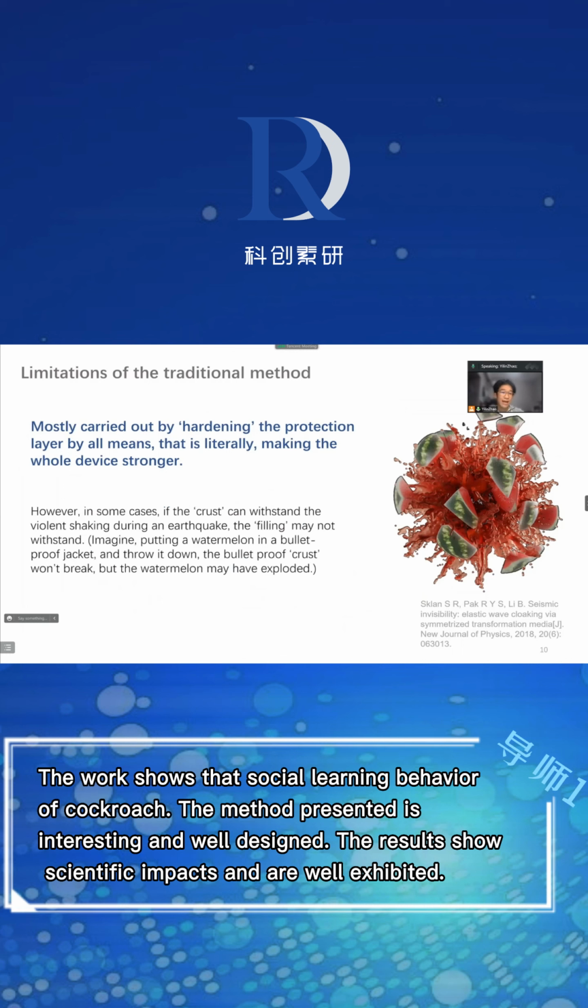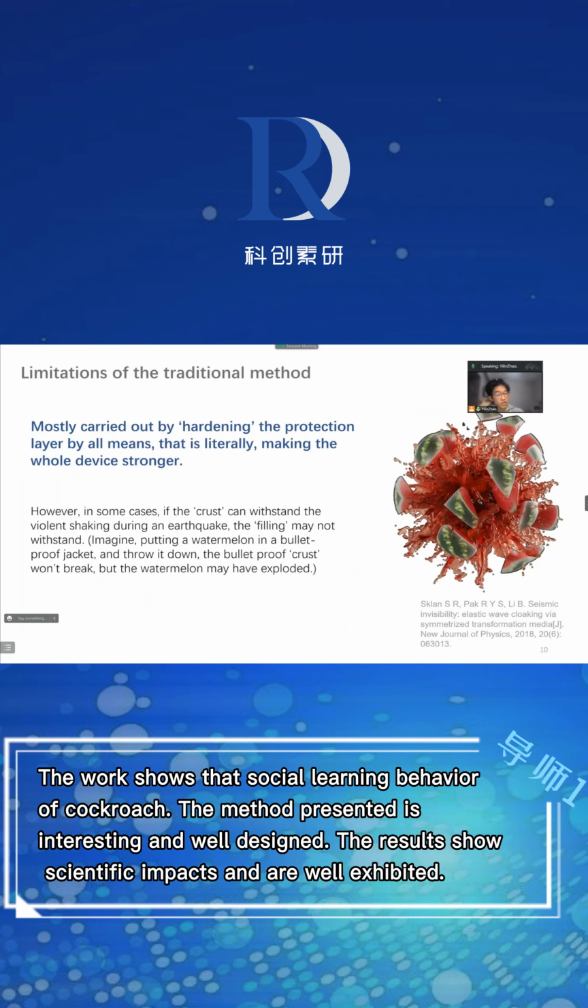But we may find a paradox that in some cases, the crust can withstand the violent shaking during an earthquake, but the filling may not withstand. So we can imagine putting a watermelon in a bulletproof jacket and then throwing it down. The bulletproof crust won't break, but the watermelon may have already exploded.